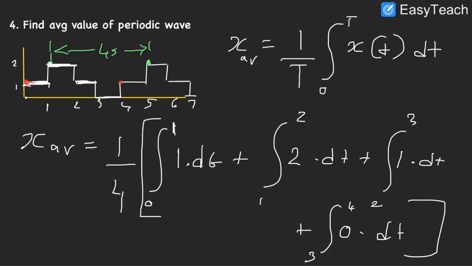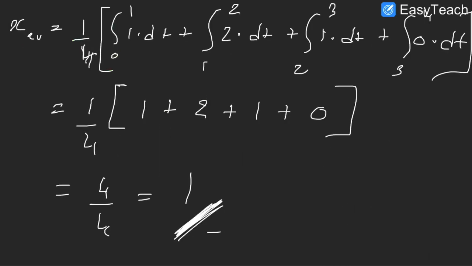So it goes from 0 to 4 seconds. It starts off at 1, then it jumps to 2 at 1 second, jumps back to 1 at 2 seconds, and goes to 0 at 4 seconds. So over a period of 4 seconds, this signal has an average value of 1.